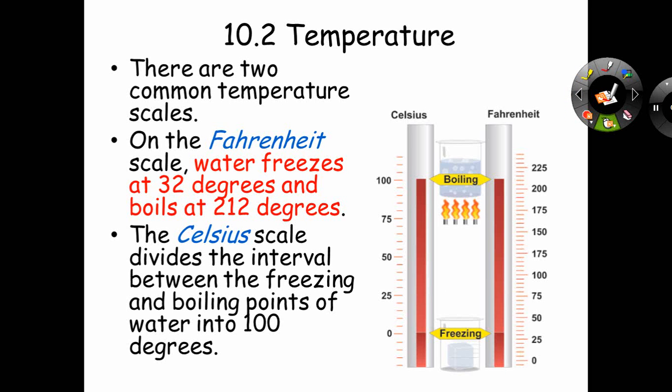Temperature. So there are 2 common scales. One that we use in America is Fahrenheit, where water freezes at 32 degrees and boils at 212. But the one we like to use in some science situations is Celsius. Here water boils at 100 degrees. This picture is showing the comparison between water boiling on Celsius and water boiling at Fahrenheit.